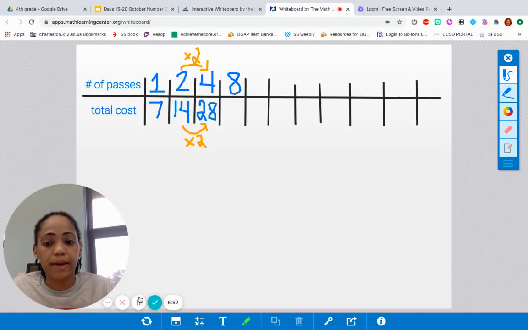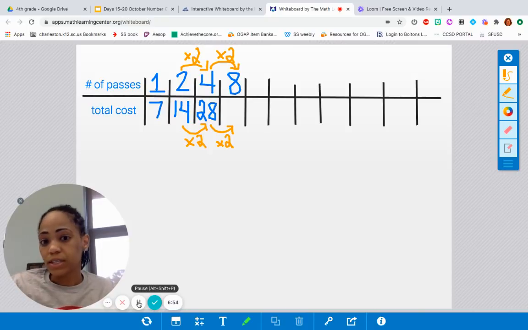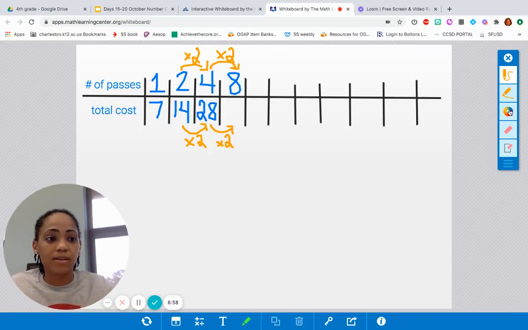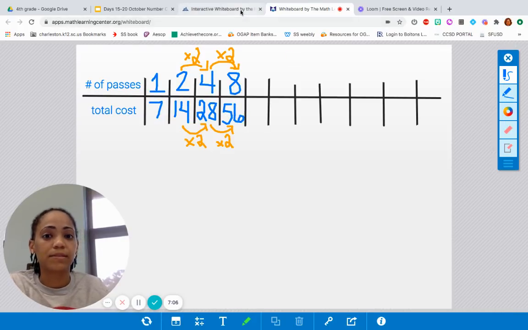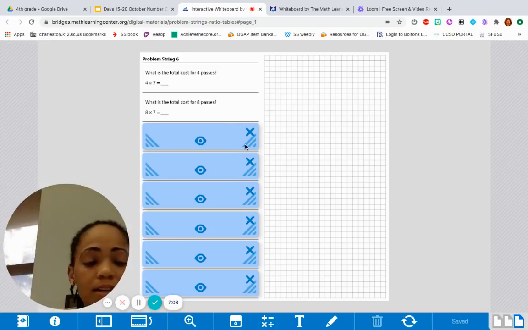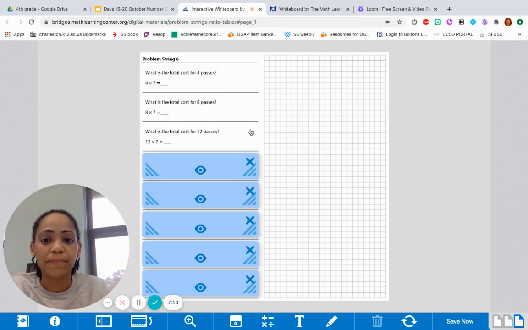So I'm going to record that. And what is 28 doubled? You got it. 56. All right, let's see what the next problem is. We are rocking and rolling with this problem string.